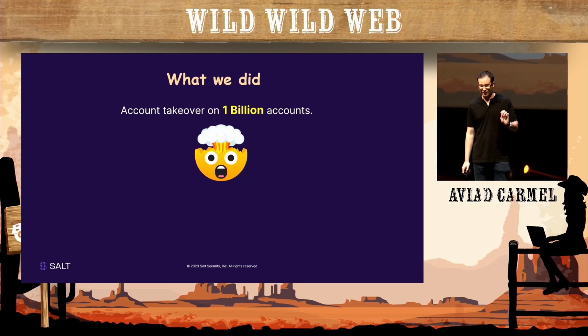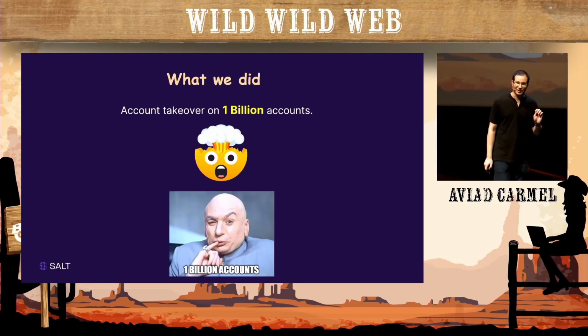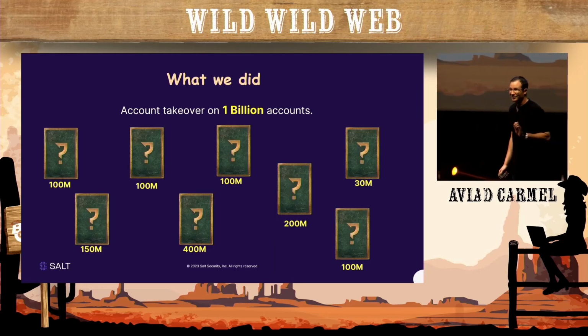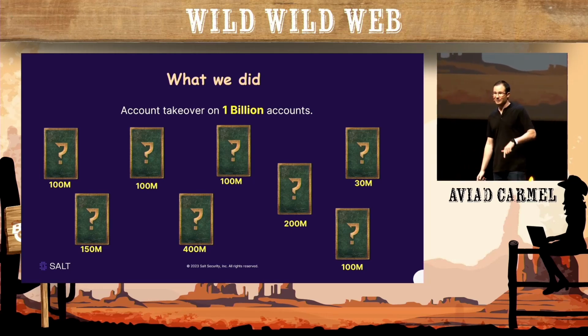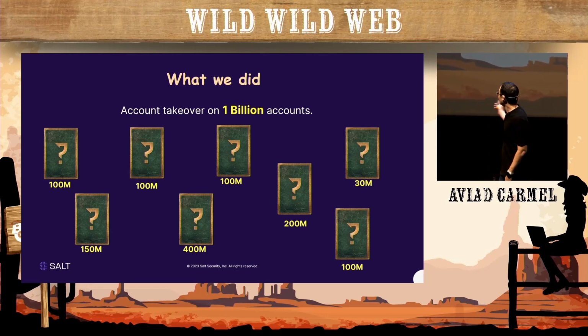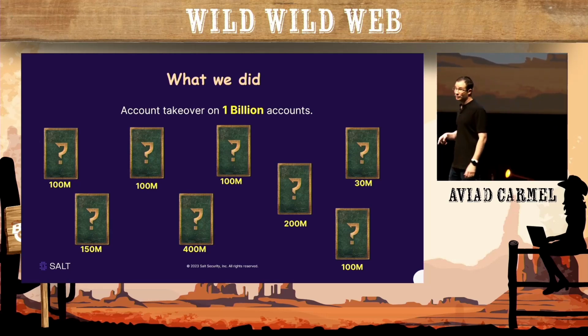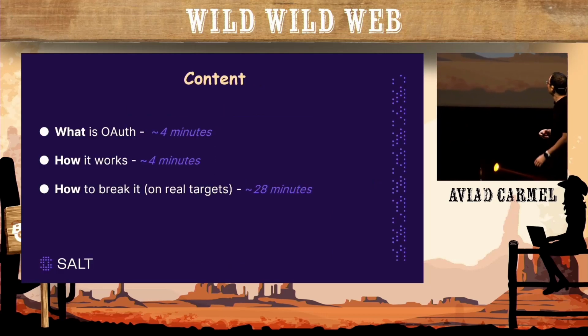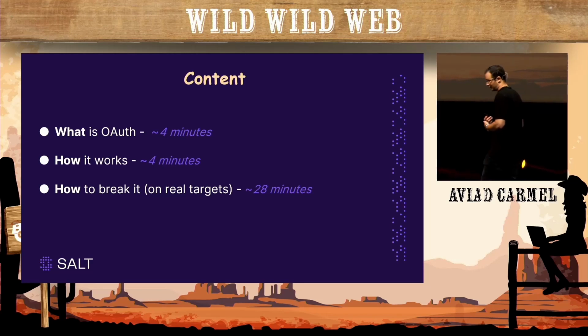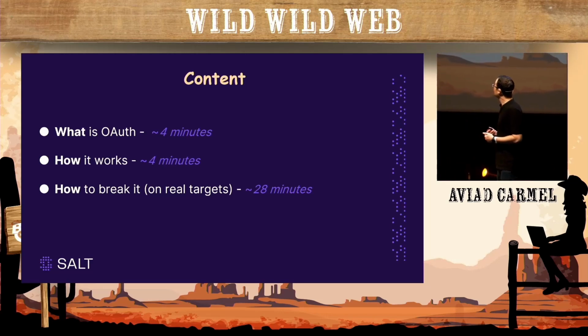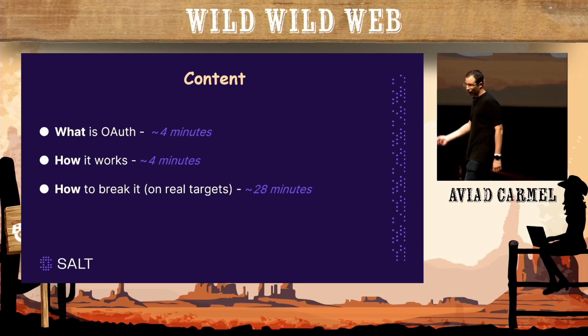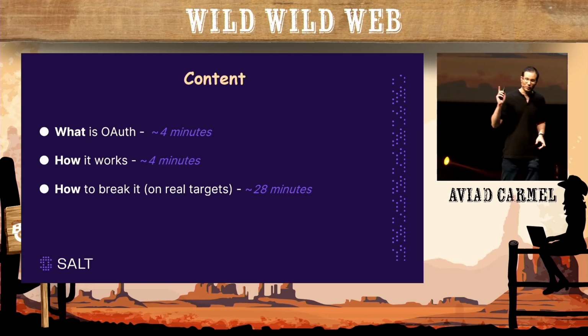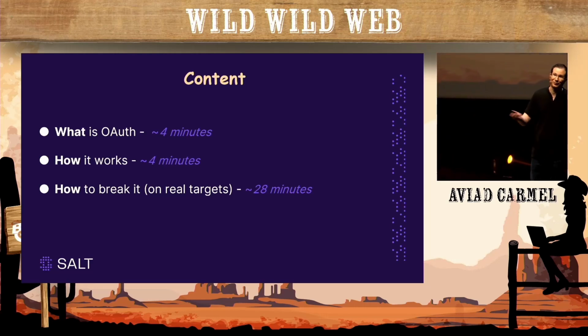Yes, you hear me right? 1 billion accounts. And every target has at least 100 million users. And in this talk, I'm going to reveal most of the cards. Some of the targets I'm going to reveal here for the first time. So it's going to be really interesting. Now, in this talk, I'm going to teach you what OAuth is, how it works, and how to break it on real targets, and how to fix it if you want to develop OAuth by yourself.